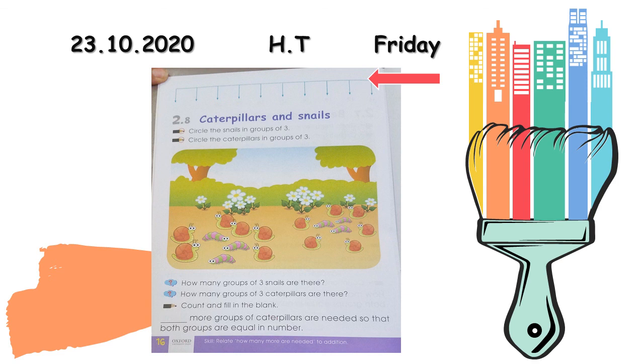This is about how we can add the numbers, and how many more numbers are needed to make them equal.